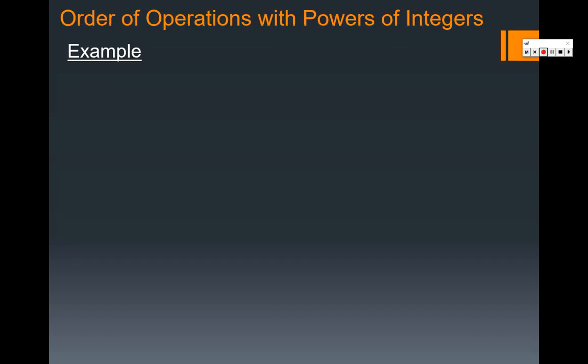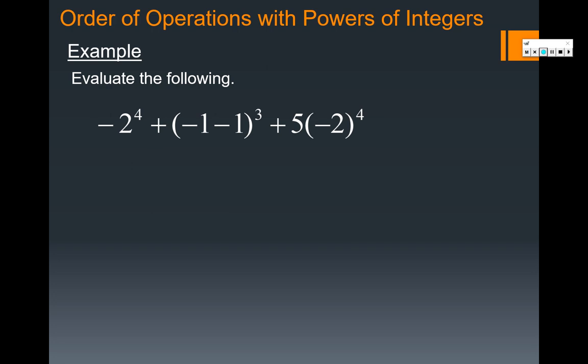Order of operations. Well, after we learn something new, we're always going to put it back into BEDMAS and make sure we can handle BEDMAS in the middle of all of it. So here's an example to evaluate. We'll go through the whole BEDMAS thing on this. Negative 2 to the power 4 plus negative 1 minus 1 to the power 3 plus 5 bracket negative 2 to the power 4. Okay, here we go, BEDMAS.